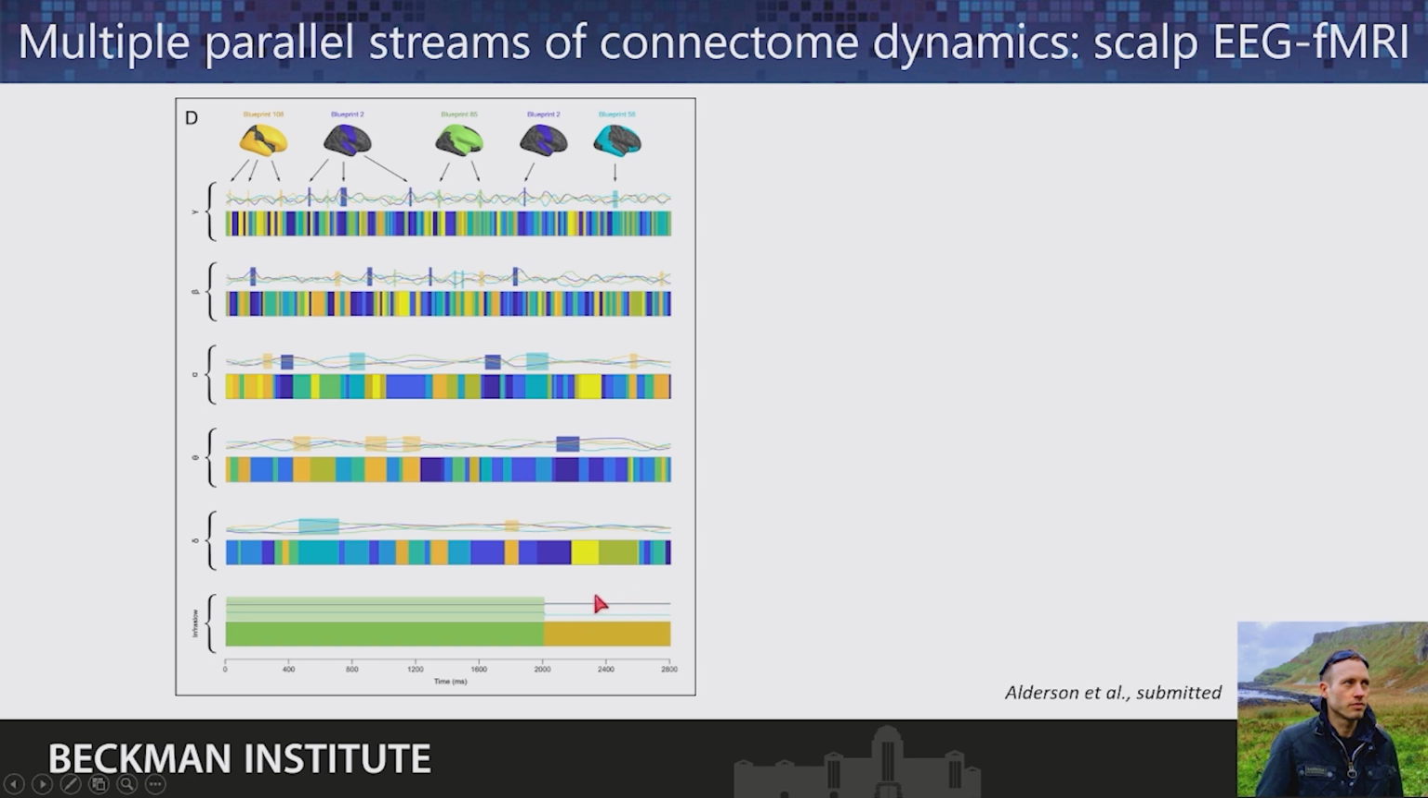In fMRI, down here, you see that the brain switches one time from one state to another, but during the same period of recording, you see a lot more state switches in the EEG frequency bands. And in fact, the speed of those state switches is scaled with the speed of the underlying oscillatory frequency. And again, you don't seem to see any obvious relationship between the states in these different time scales.